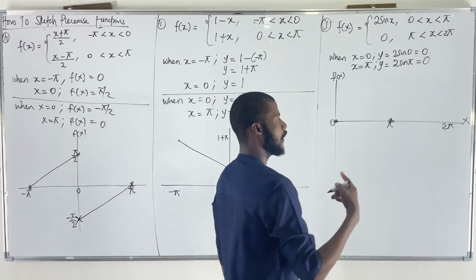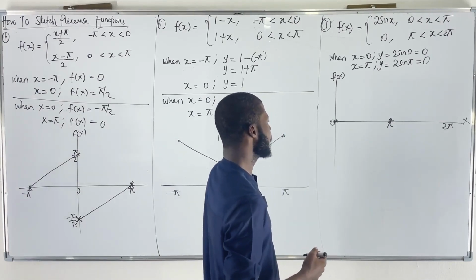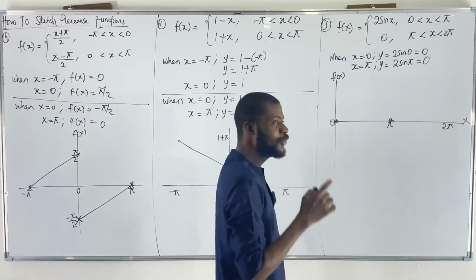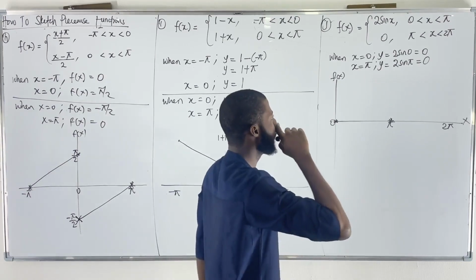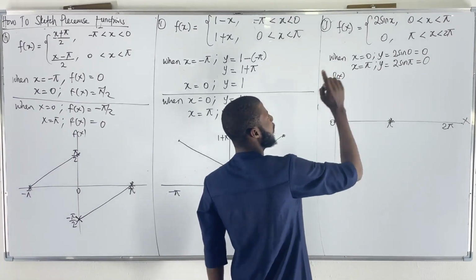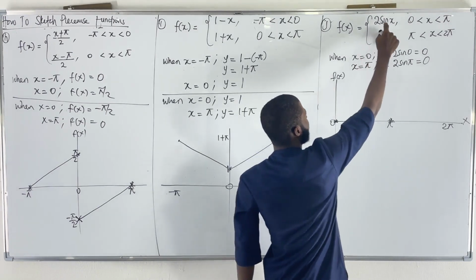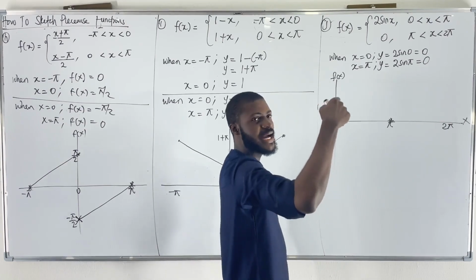When x is pi, y was still 0. Okay. Now, you know that this is supposed to be like a curve, right? It's supposed to be a curve. So now take note. How do we then plot this? Remember that I said when you're plotting sine, the number in front tells us the height of the diagram.